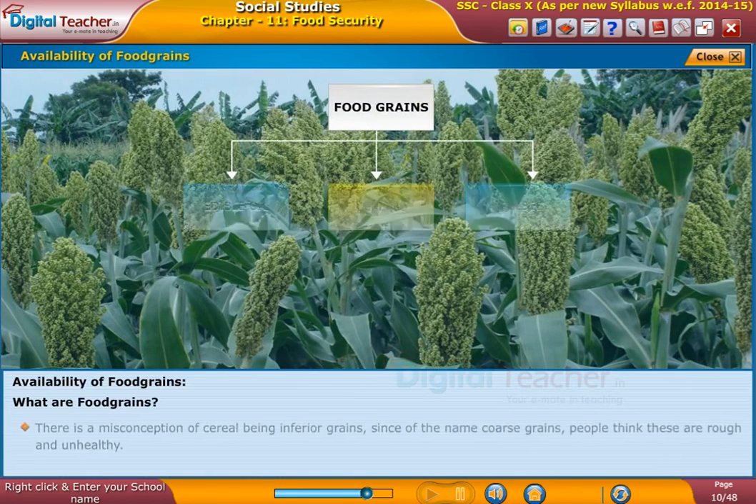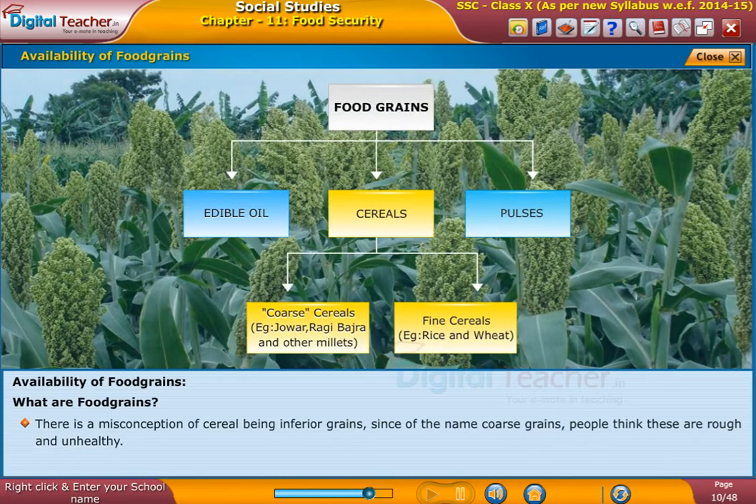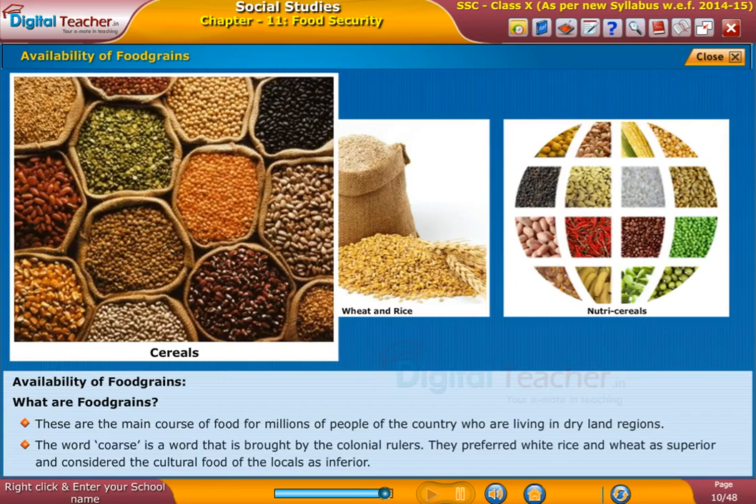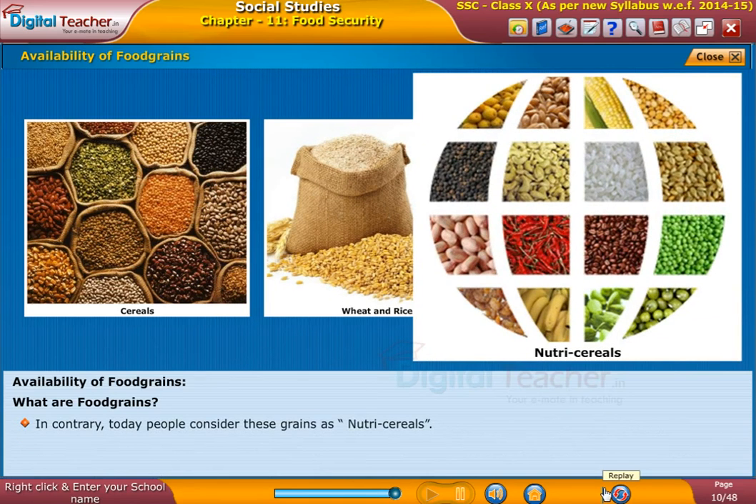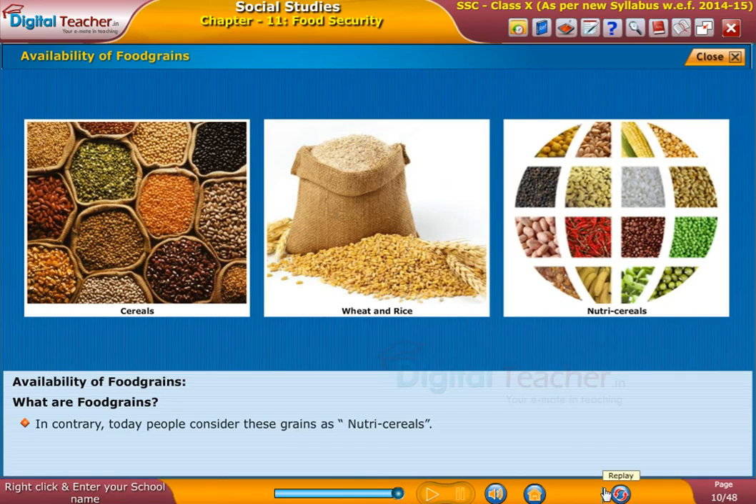What are food grains? There is a misconception of cereal being inferior grains. Since of the name coarse grains, people think these are rough and unhealthy. In fact, these are nutritious and wholesome grains. These are the main course of food for millions of people of the country who are living in dry land regions. The word coarse is a word that is brought by the colonial rulers. They preferred white rice and wheat as superior and considered the cultural food of the locals as inferior. In contrary, today, people consider these grains as nutri-cereals.